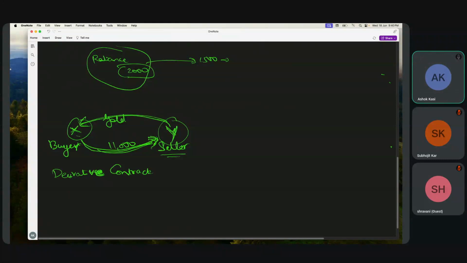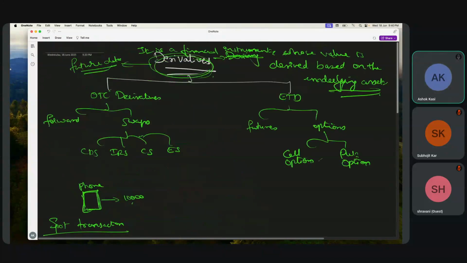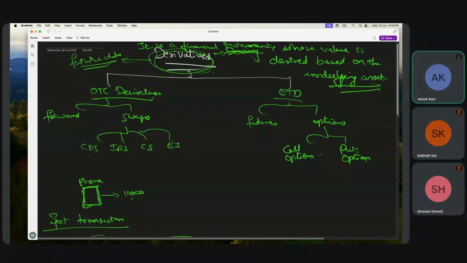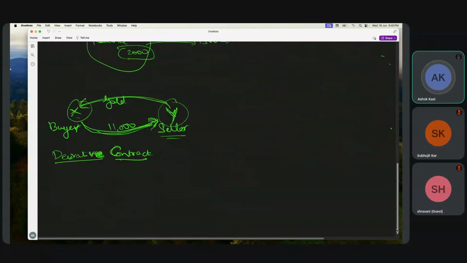Now, if this is a derivative contract, derivatives are of two types only. One is over the counter derivatives and another one is exchange traded derivatives. Exchange means it is happening through a stock exchange. So what do you mean by over the counter? Over the counter means privately two parties are coming together and entering into the contract. That is called over the counter.